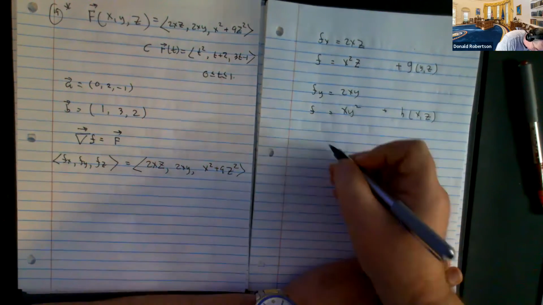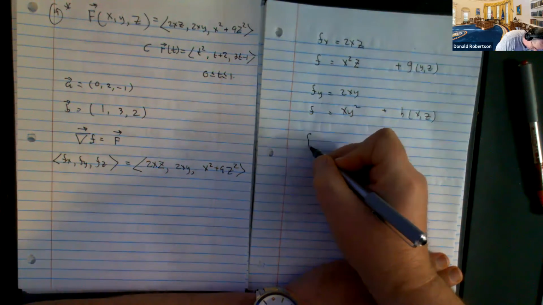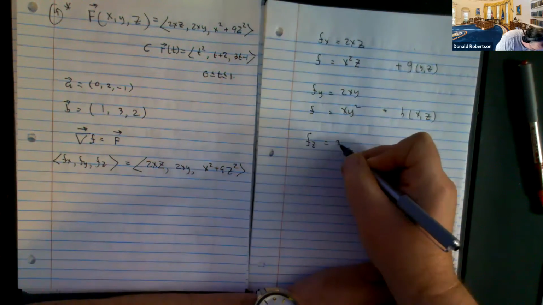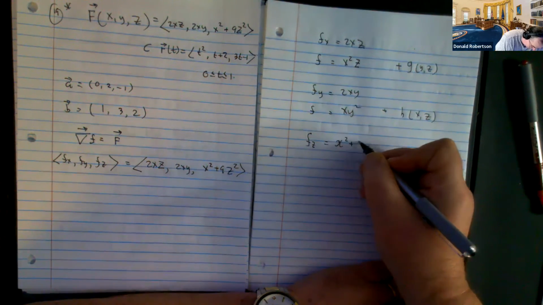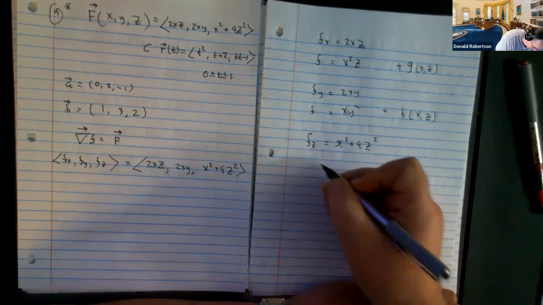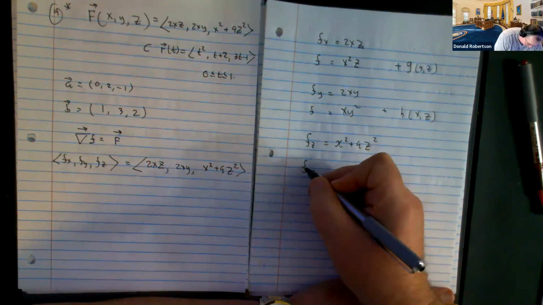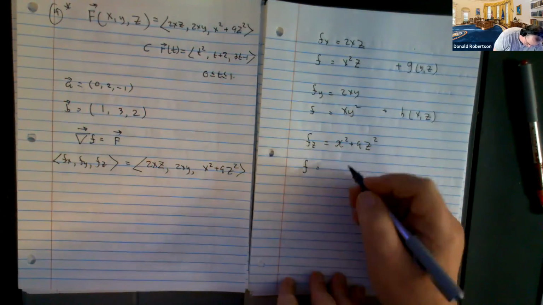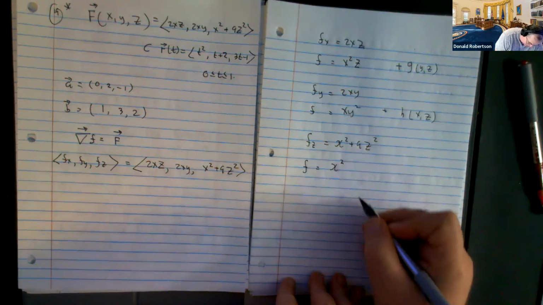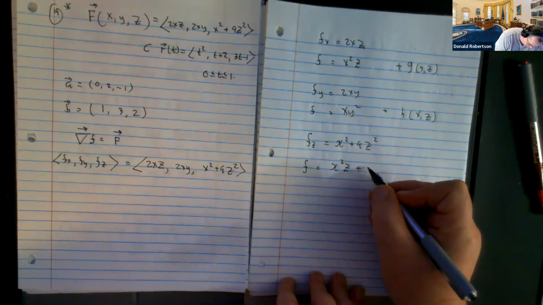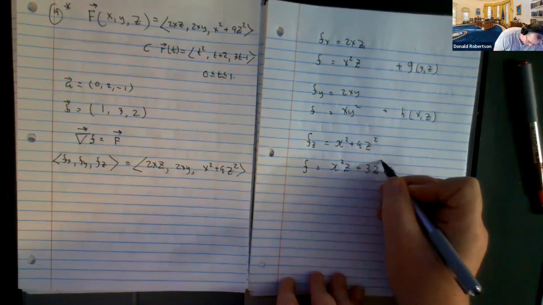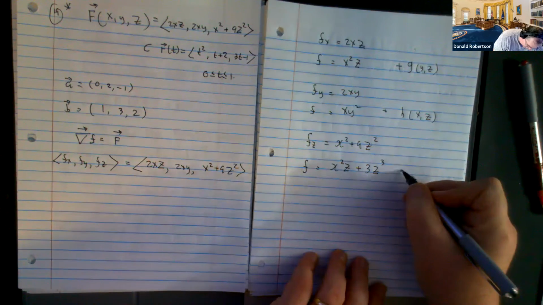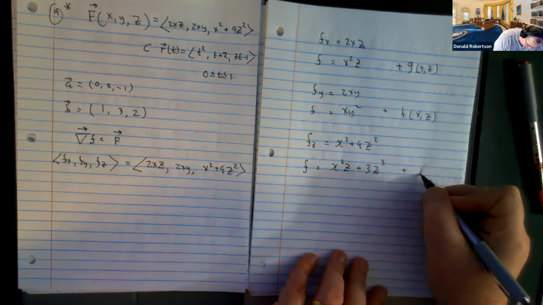And then the last one of the set is x squared plus 9z squared. If you integrate this, you get x squared z plus 3z cubed: add 1 to the power and divide by the new power. And our constant is anything that doesn't have a z in it.